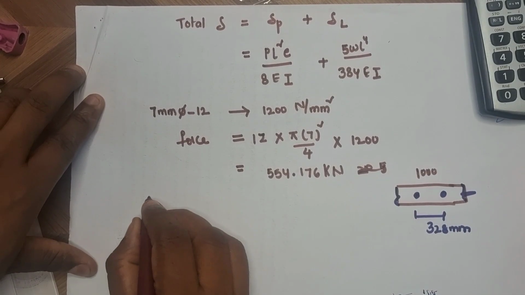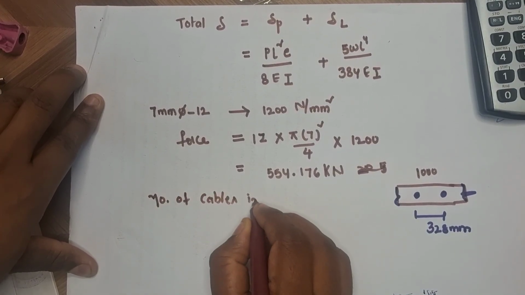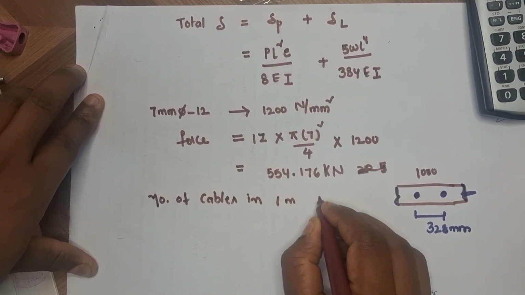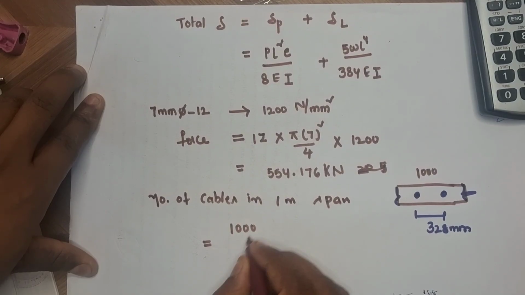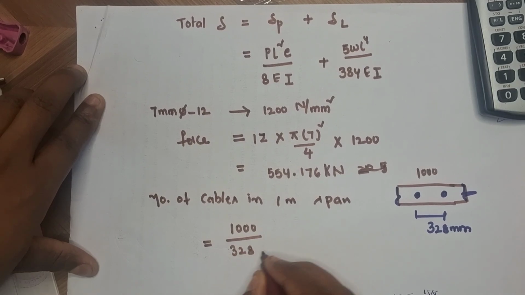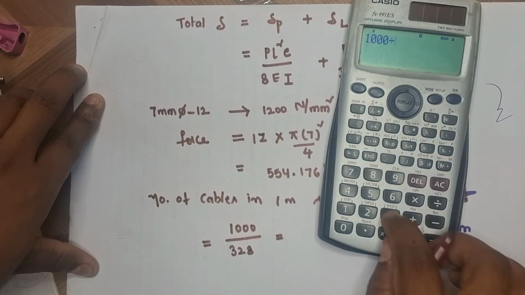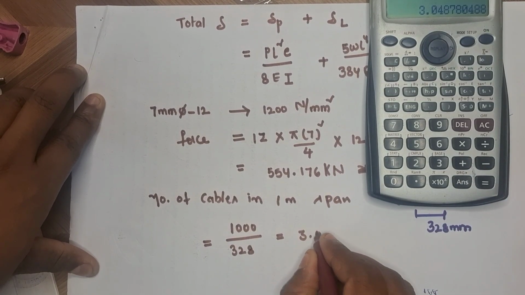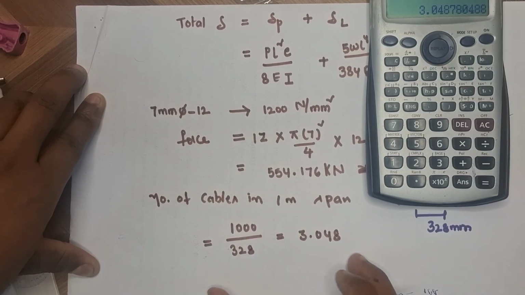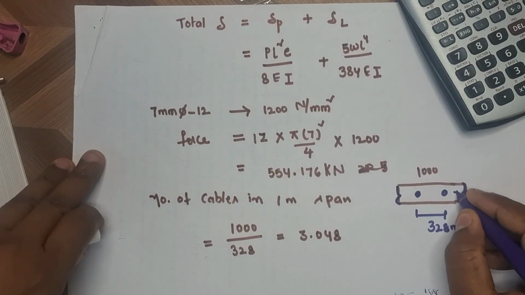To determine that, number of cables in 1 meter span is equal to 1000 mm divided by 328, that is 1000 divided by 328, that is 3.048. This number of cables are there in 1 meter span.